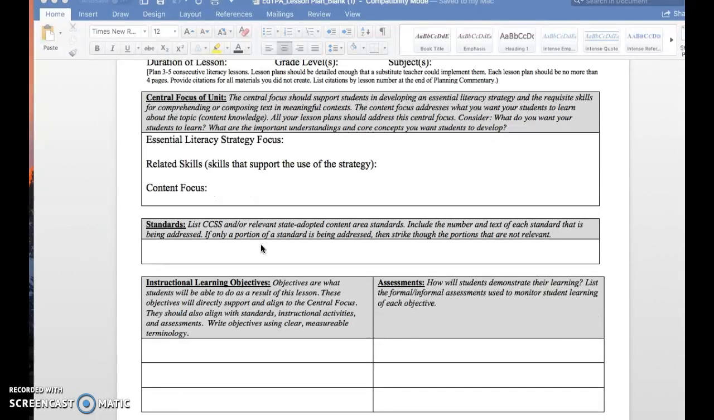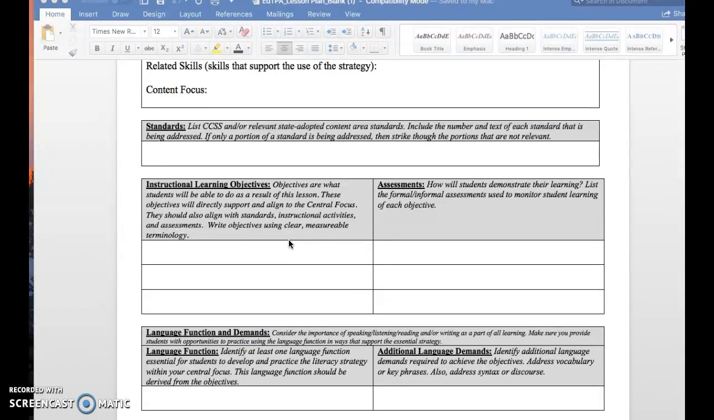Then there's the standards. So what Common Core standards back up my essential literacy strategy focus? And then we have the instructional learning objectives, which is how will students master the central focus and how will I assess them, either formally or informally.